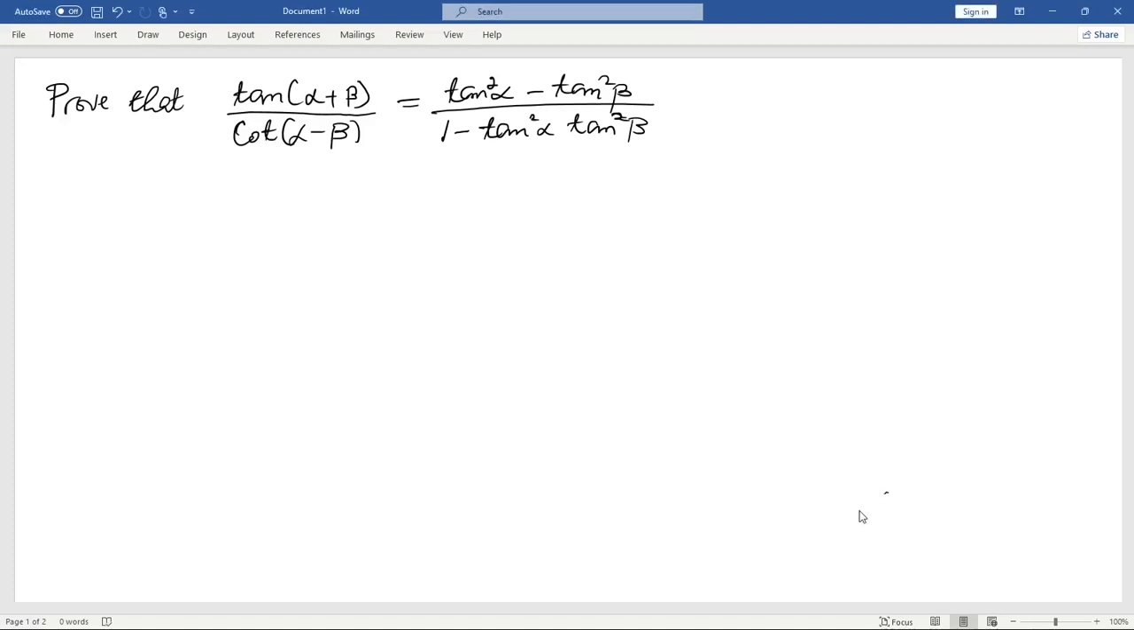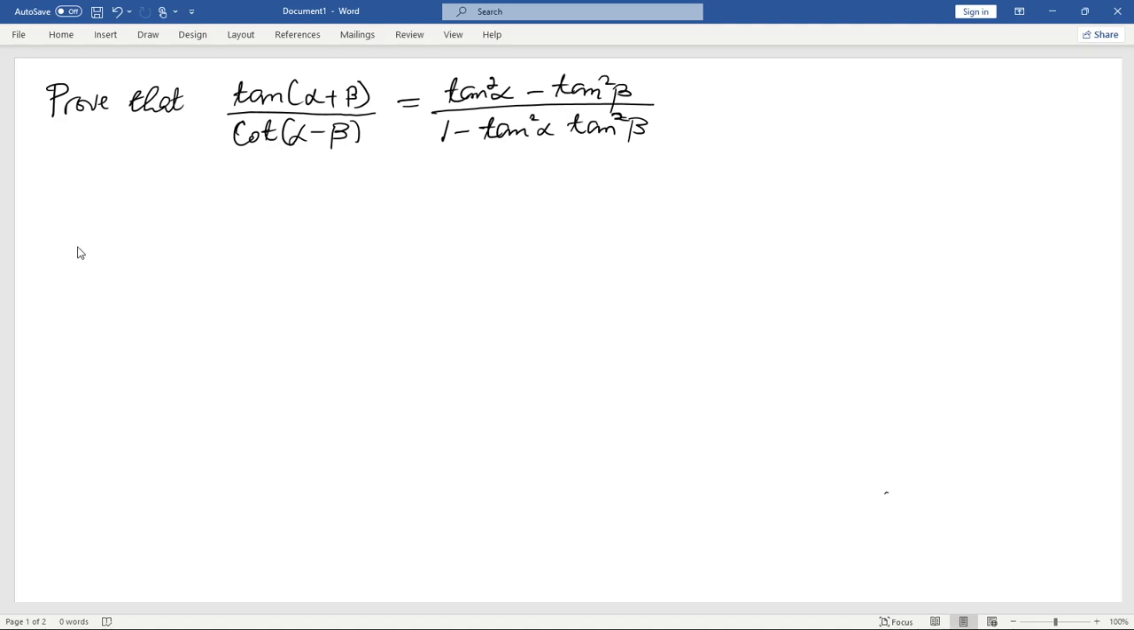Expression here that says we need to prove that tan(alpha + beta) divided by cot(alpha - beta) is simply equal to (tan squared alpha minus tan squared beta) divided by (1 minus tan squared alpha tan squared beta). So now let's prove that the left hand side is equal to the right hand side.